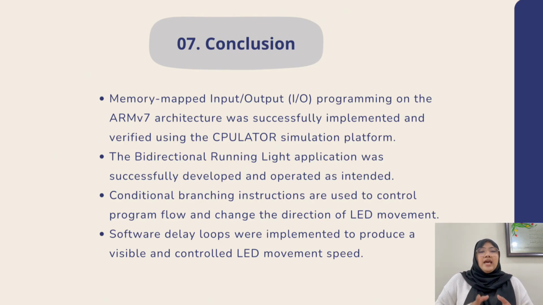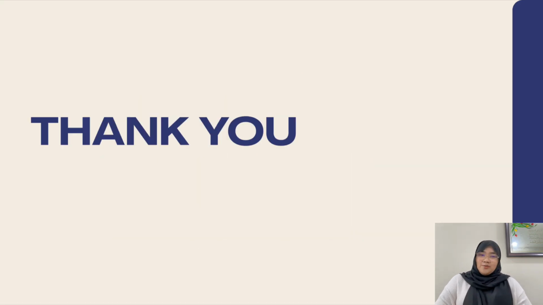To make that happen, we used conditional branching instructions. This gave us control over the program flow, which is how we were able to change the direction of the LED movement on the fly. Lastly, to actually see it working comfortably, we implemented software delay loops. This let us slow down and control the LED speed so it's completely visible to the eye rather than just flashing instantly. Thank you so much for listening.